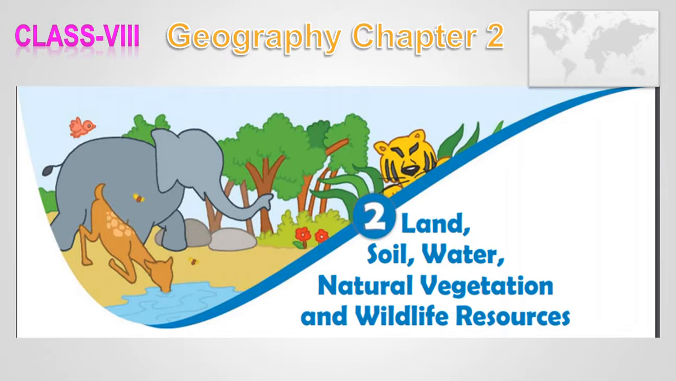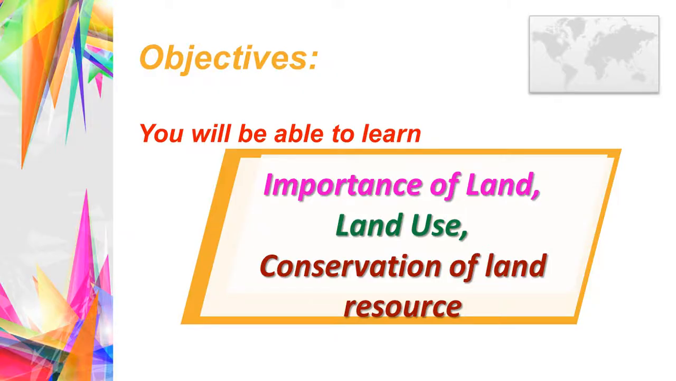Students, today we are going to learn a new chapter in geography, the second chapter, that is Land, Soil, Water, Natural Vegetation and Wildlife. At the end of this chapter, you will be able to learn the importance of land, land use and the conservation of land resources.